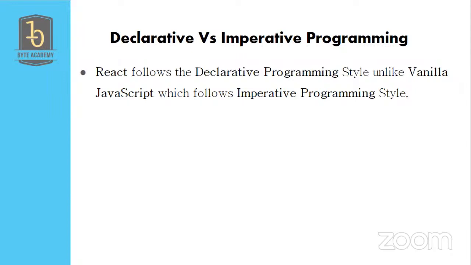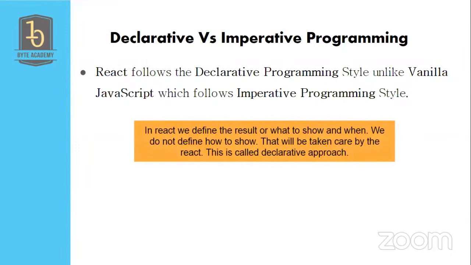Okay, well, vanilla JavaScript simply means the usual JavaScript that we use. Now here React uses declarative programming, whereas the usual JavaScript that we write follows the imperative programming style. But what is the difference? How does declarative programming help React to be a little bit more advanced or better than normal vanilla JavaScript? Well, in React, we can define the result, or what to show and when. We do not define how to show.